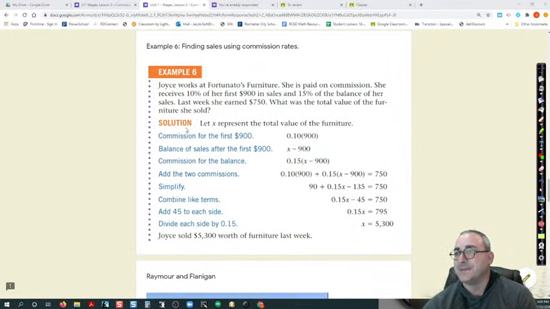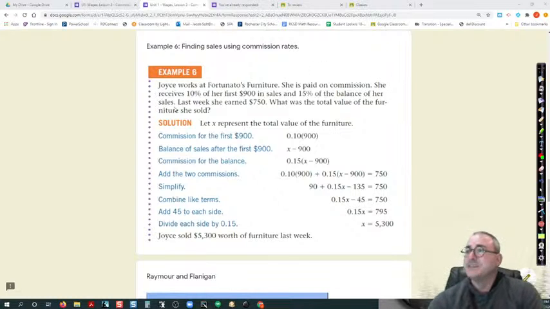Example 6. Joyce works at Fortano's Furniture. She is paid on commission. She receives 10% of her first $900 in sales and 15% of the balance of her sales. So that's everything above 900. Last week she earned $750. What was the total value of the furniture she sold?